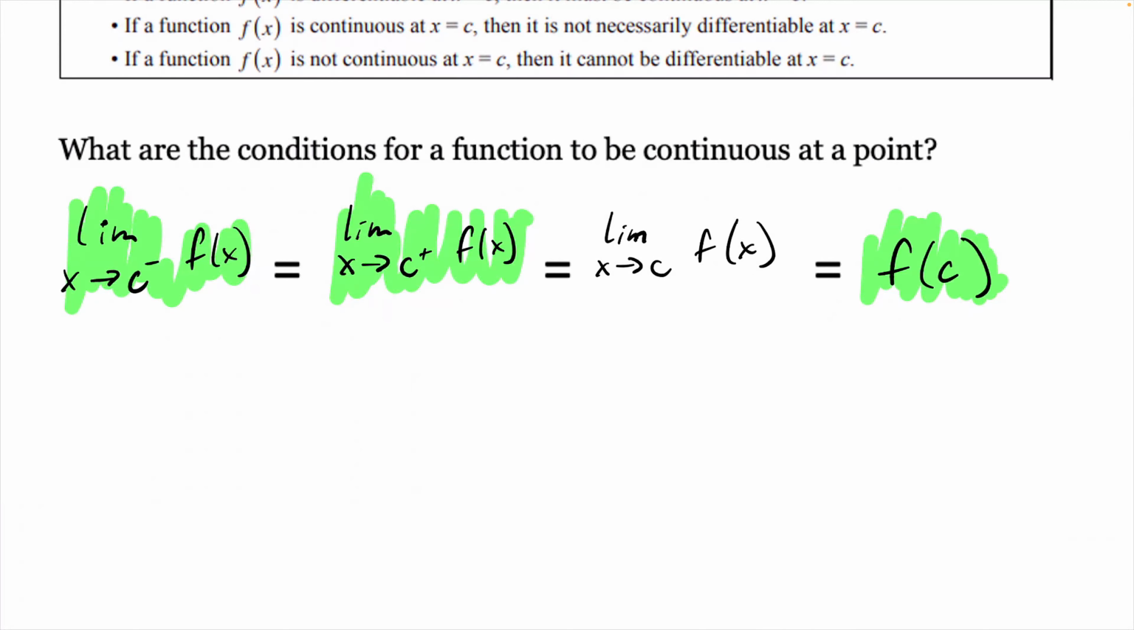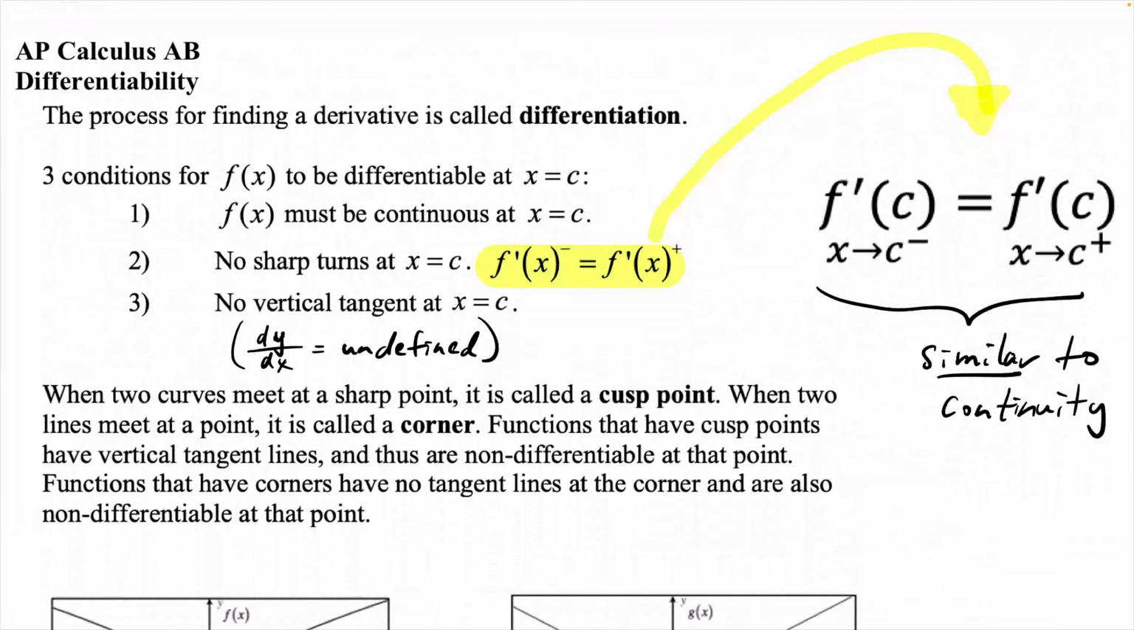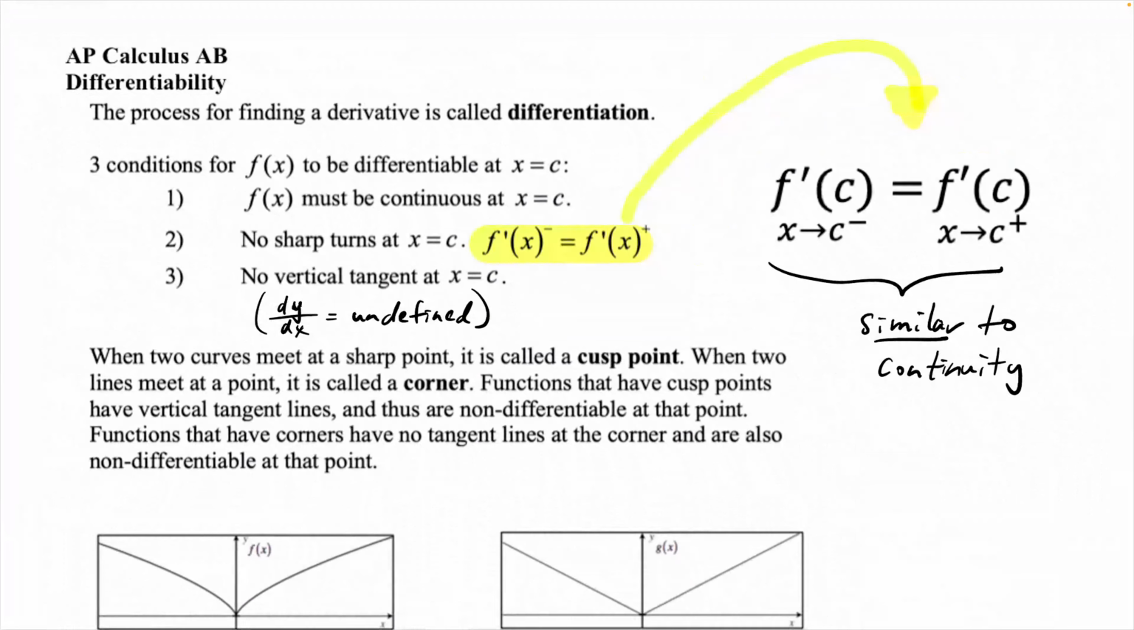So what's differentiability? Does it have a derivative? Is it continuous? That was last chapter. Does it have a derivative at that point? So why would it not have a derivative? Well, a couple of reasons why. First of all, it's not continuous, right? There's a jump discontinuity, there's a hole, there's an asymptote, right? Those are reasons why there wouldn't be a derivative at a certain point.